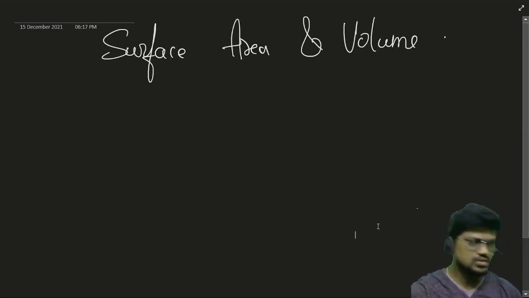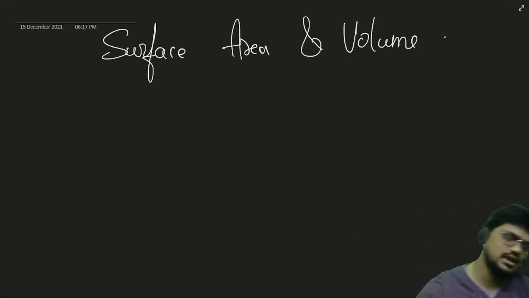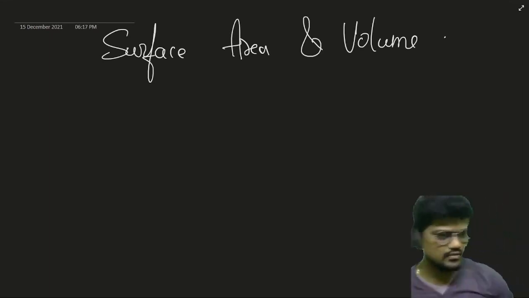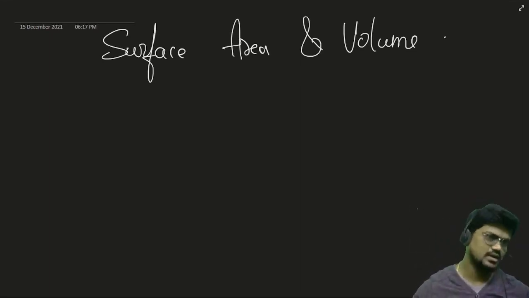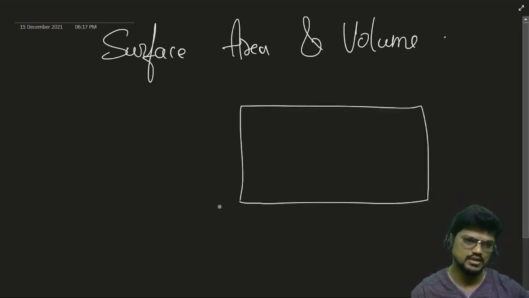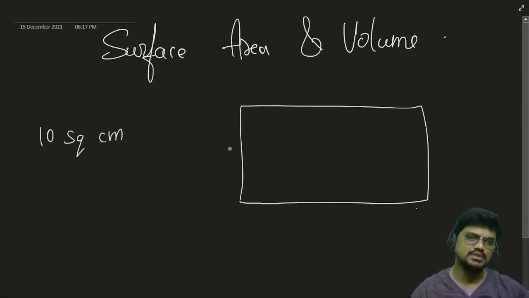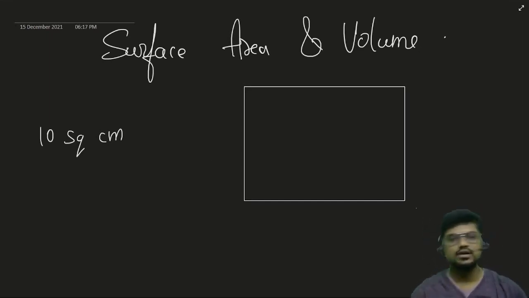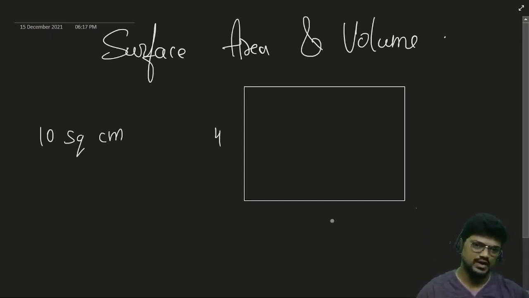Okay, so today we are going to start a new chapter, that is surface area and volume. First of all, tell me what exactly is area, you should be knowing. If I say the area of this rectangle is 10 square centimeter. Before starting with surface area and volume, first tell me, if this is 4 and this is 5, what will be the area of this rectangle? That is 20 square centimeter.